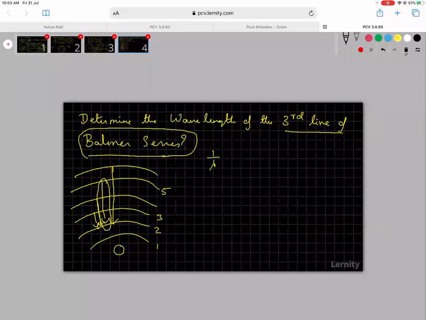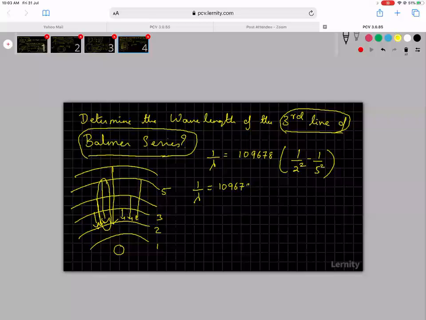So 1 by lambda is equal to 109678 into 1 by 2 squared minus 1 by 5 squared. The first line is 3 to 2, second line 4 to 2, third line 5 to 2. They have asked me for the third line, so it will be this much. 1 by lambda is equal to 109678 into 1 by 4 minus 1 by 25. Now you can simplify this and get the value for lambda.